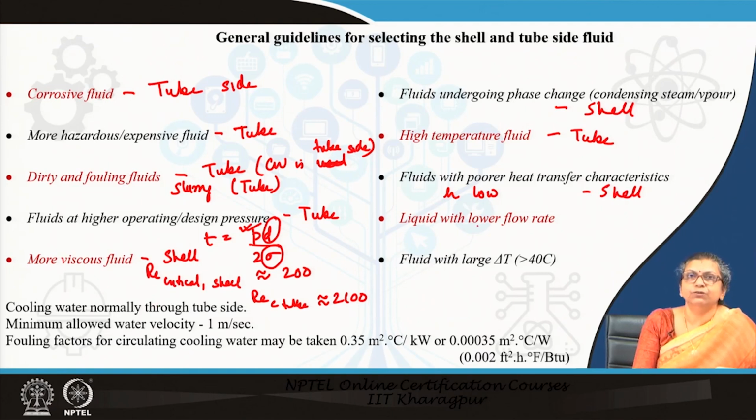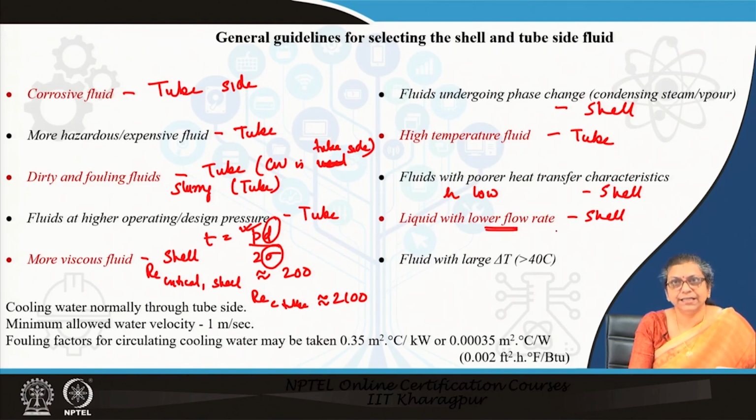Next thing is liquid with the lower flow rate. Again in this case we would prefer the shell side, provided the flow rate is such that it exhibits turbulent flow when flowing through the shell side. In case we find that even in the shell side it exhibits laminar flow, with the Reynolds number less than 200 for the shell side, then we would prefer to flow it on the tube side, because the diameter of the tube, or the cross sectional area of flow, is less, so the chances of the velocity being higher will be more.